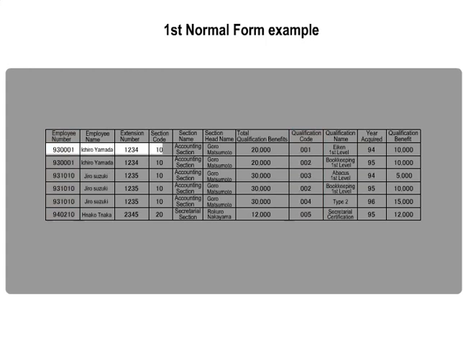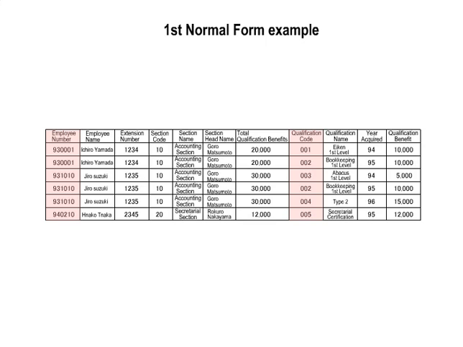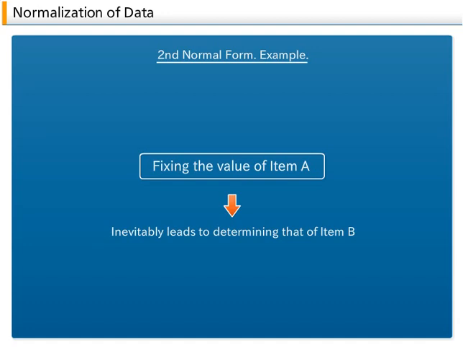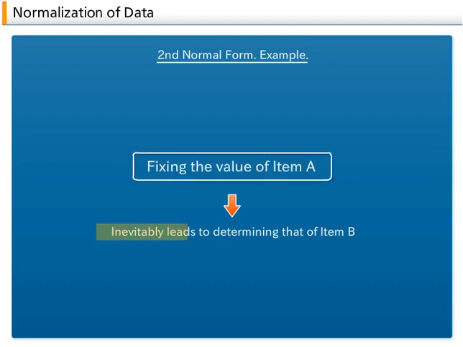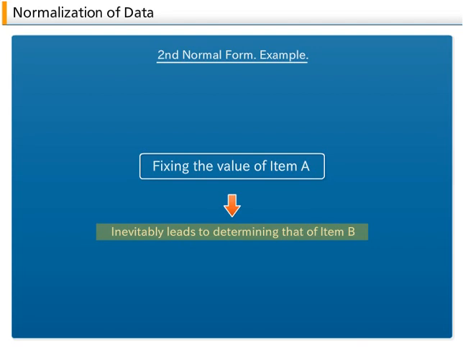The primary key is not limited to a single item. There are cases where there are combinations of multiple items. There are cases where fixing the value of item A inevitably leads to determining that of item B. For example, if the employee number is 930,001, the employee name is Yamada Ichiro. This means that the employee name is determined by the employee number.